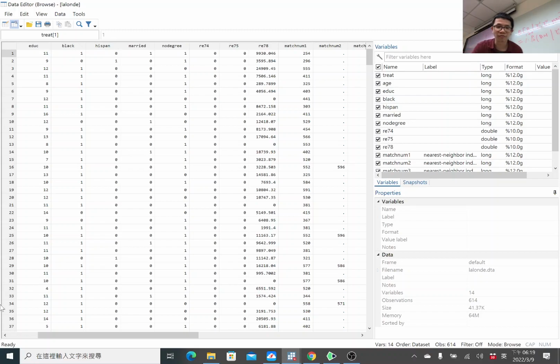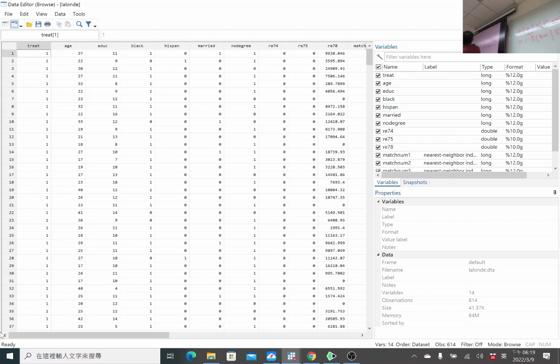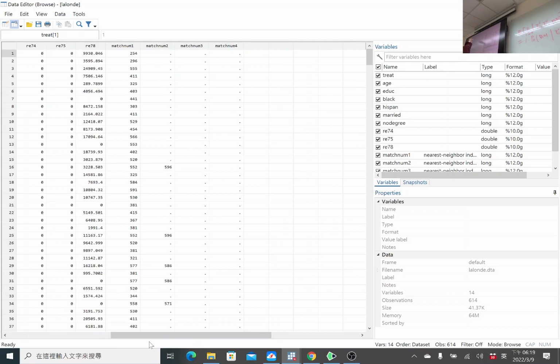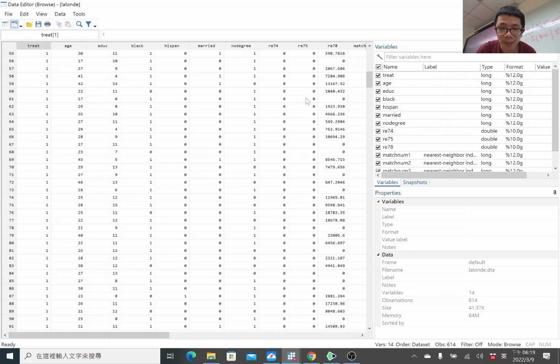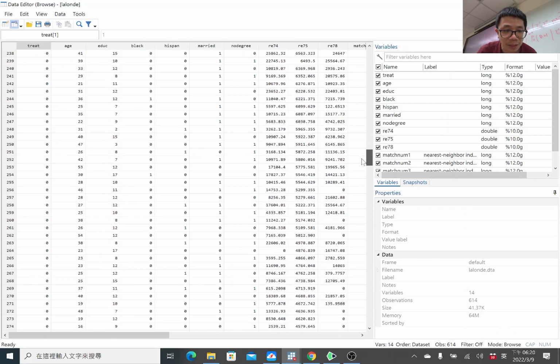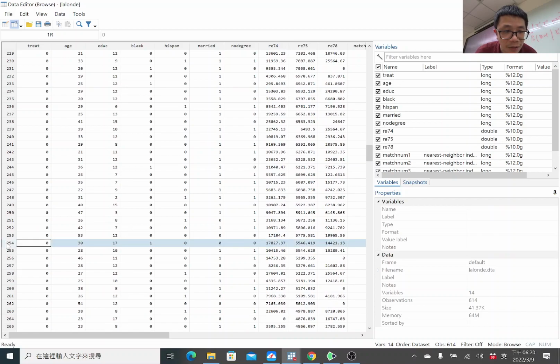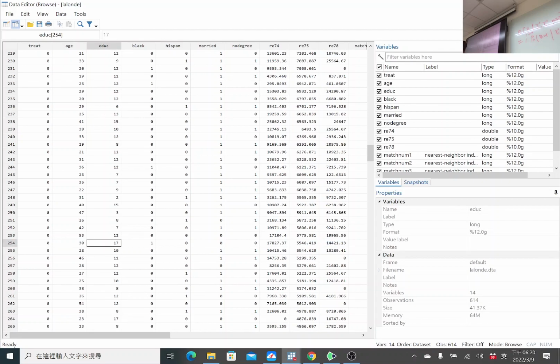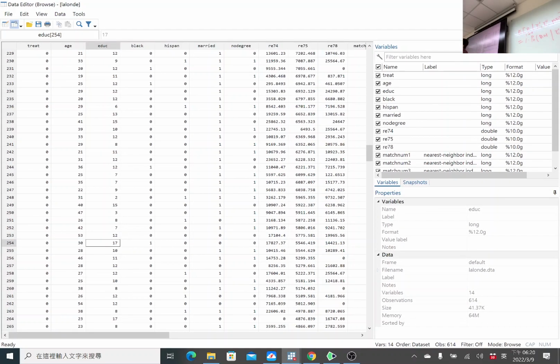This means the first unit, which is in the treatment group. After you implement propensity score matching, the matched unit is number 254. What is this? This is a control group individual. This guy matches this guy. So I will let you know the process of matching.